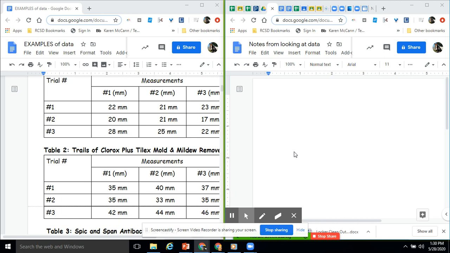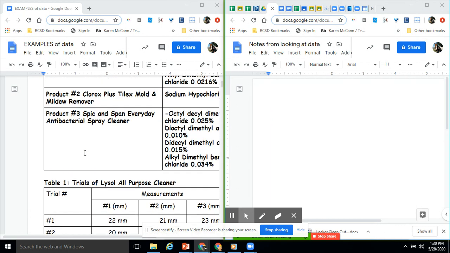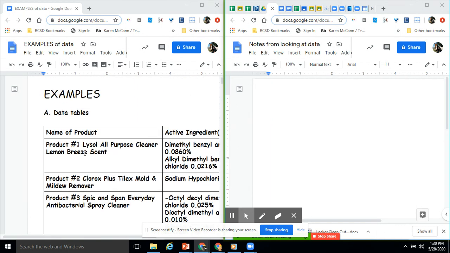Hi everyone, I thought I'd get you started with looking at your data to get going on your conclusion. So I gave you an example for us to get started with. Before you actually go about writing your conclusion, you need to take a couple minutes to look at what your data is telling you.